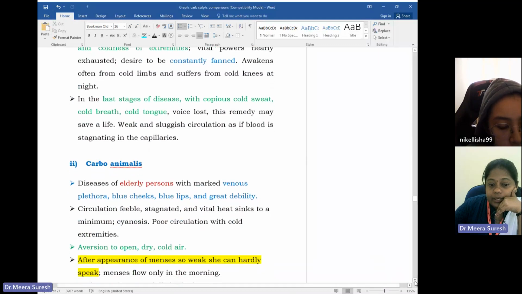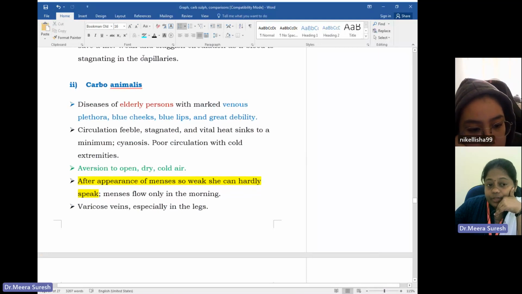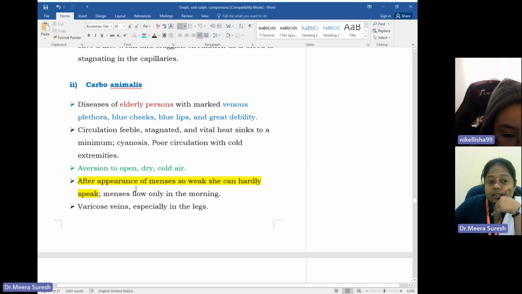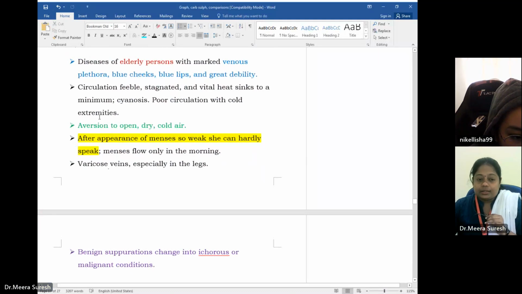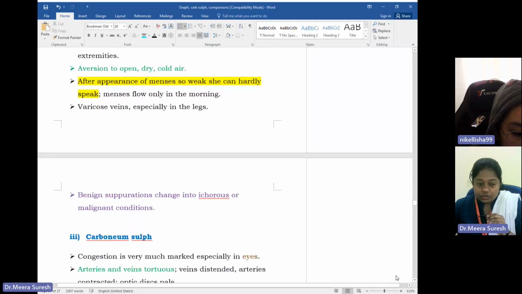Then in case of Carbo animalis, the same feature similar to that of Carbo veg: elderly persons, blue or cyanotic feature. Then the venous affections. And here also circulation is feeble, stagnated, similar to everything. But here they have aversion to open, dry, cold air, but not Carbo veg. Carbo veg, they want that constant fanning. And then menses, where she is so weak because this is also related to hemorrhage or a worse circulation. I put it over there. So menses is so weak, we already saw, and varicose vein, especially in the legs. Then all the conditions in which it will be changing into ichorous or malignant condition. So hemorrhage from those structures also.